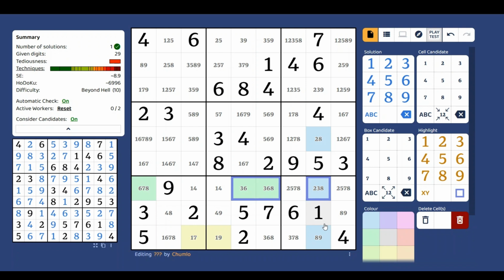That allows us to eliminate 2 and 8 in this column. It allows us to eliminate 1 and 8 in this row, and allows us to eliminate 6, 7, and 8 in this row. So that is how we would extend these ALS techniques into a triplet.